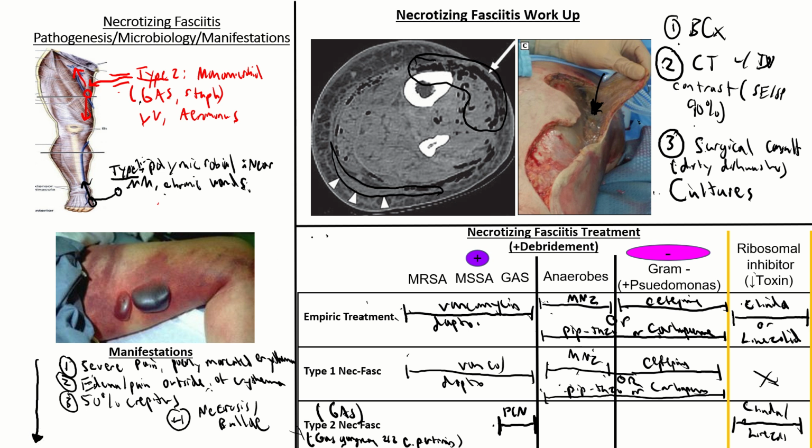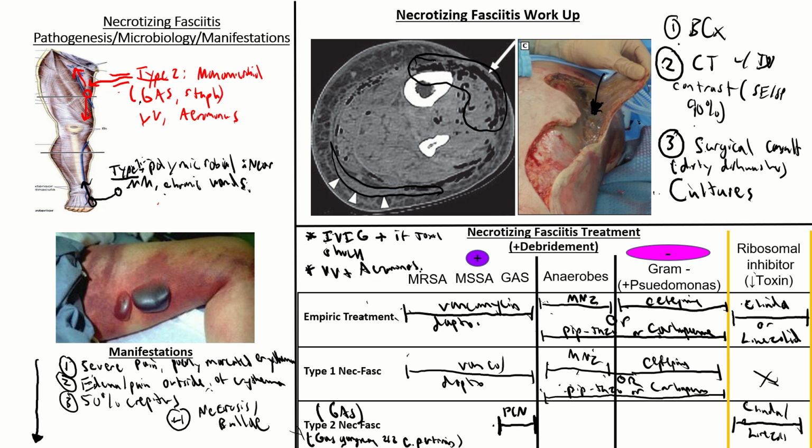I will add some other stuff on. So if you do think the patient has type 2 necrotizing fasciitis and they're in shock and you're worried about strep or staph toxic shock syndrome, you will add IVIG, so if toxic shock.